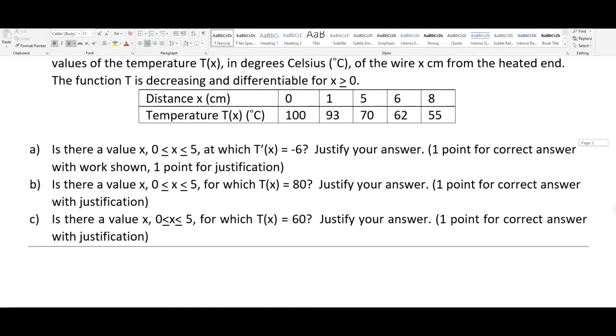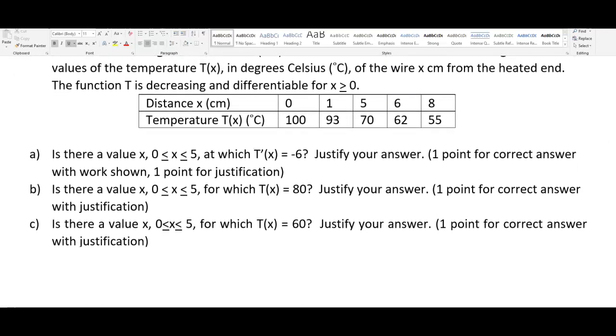All right, part C. Is there a value on the interval from 0 to 5 for which T of x equals 60? Justify your answer. So we're going from 0 to 5 and 100 to 70. Now the answer is no. We can't be sure. That doesn't mean the answer is definitely no, it doesn't equal 60. Well, actually for this problem it would be because it's strictly decreasing. So I'll erase my previous statement there. But we would say no.